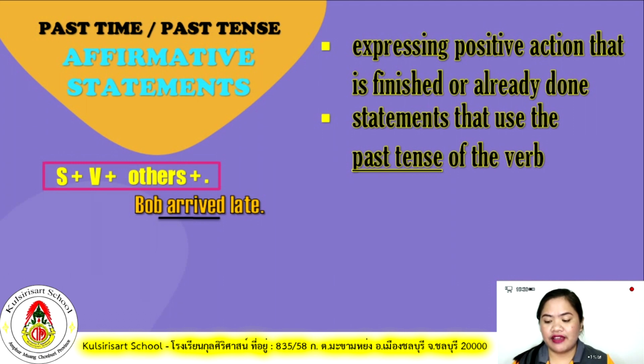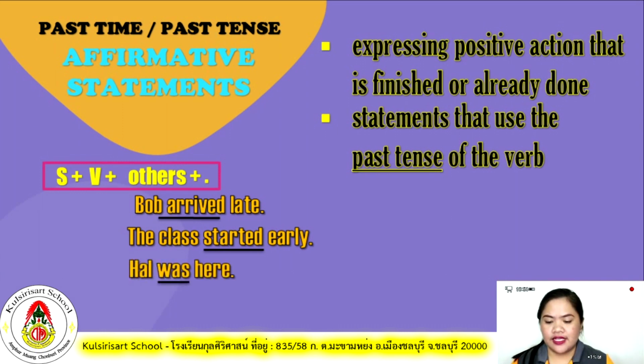Next, Bob arrived late. We have arrived as the past tense of the verb arrive. Next, the class started early. The verb there is started, which is the past tense of the word start. Next, Hal was here. Was is the past tense of the be verb is.